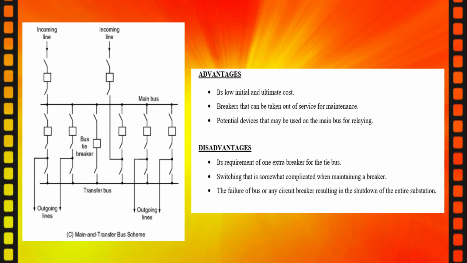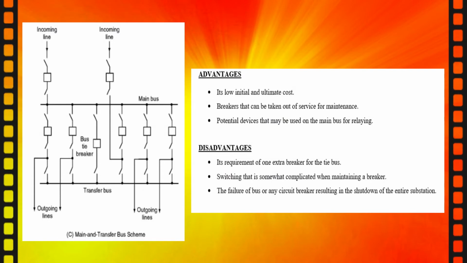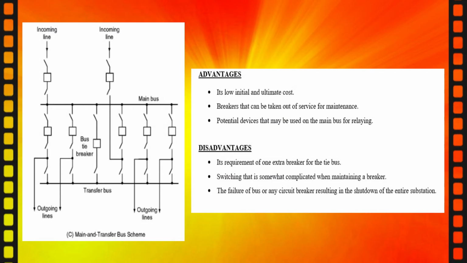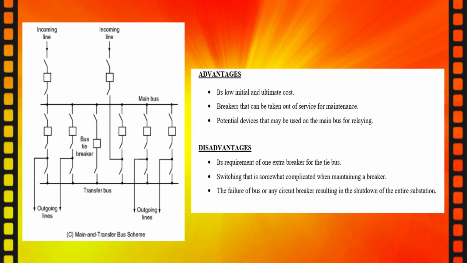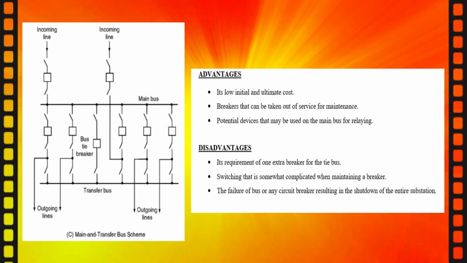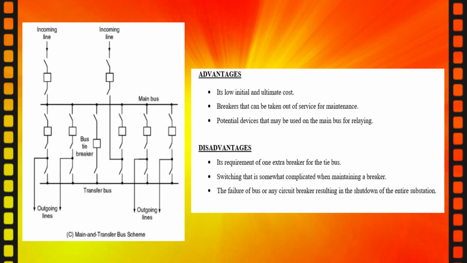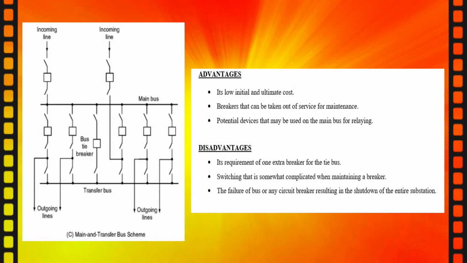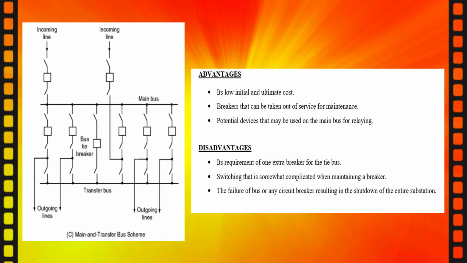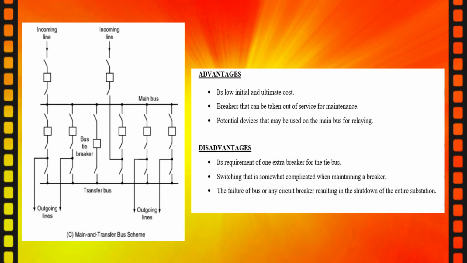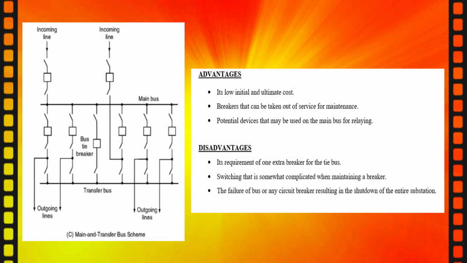The third diagram is the main and transfer bus diagram. The advantage is its low initial and ultimate cost. The breaker can be taken out of service for maintenance also, like the second diagram. Then the potential device may be used on the main bus for relay.